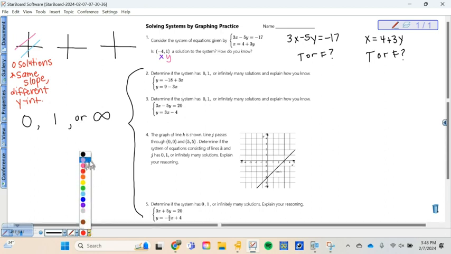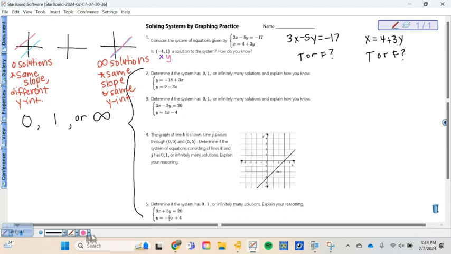Exactly. So that's my other option, is I could have the exact same line. And how many solutions does that have? Infinite. Let me write it in that order. So if I have the same line, there are infinite solutions, and that would mean that not only the slope is the same, but also the y-intercept. So same slope and same y-intercept.